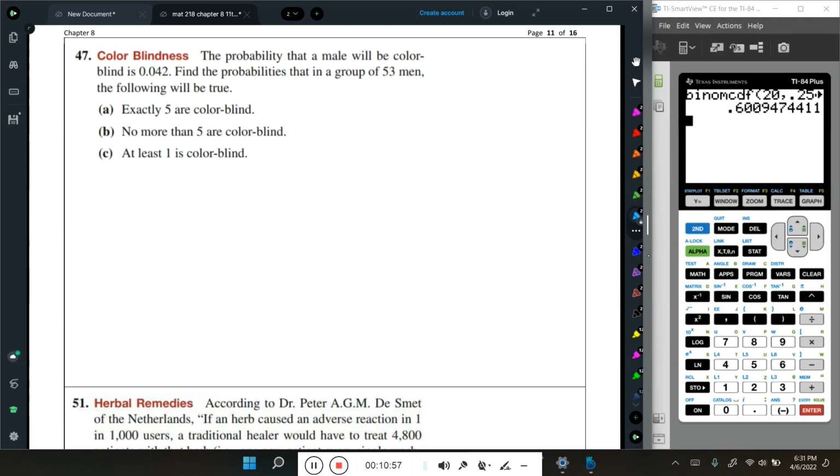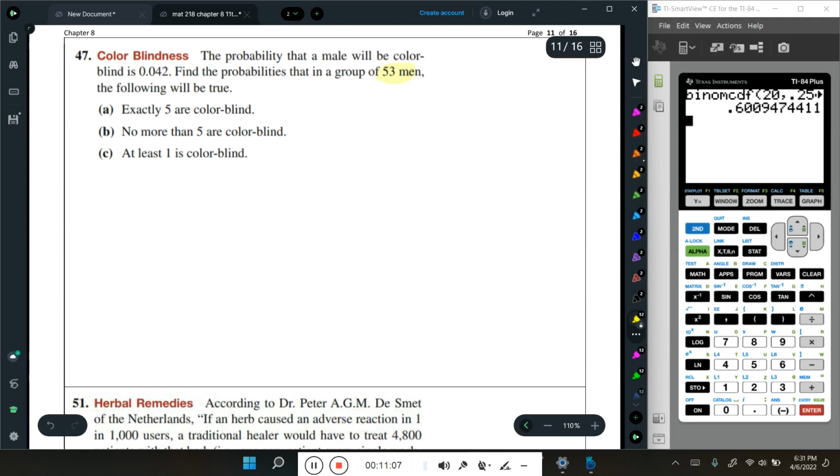The probability that a male will be colorblind is 0.042. Okay? So there's my probability of color blindness. Find the probability that in a group of 53 men, so there's my sample size, 53 men, the following will be true. Exactly 5 will be colorblind.